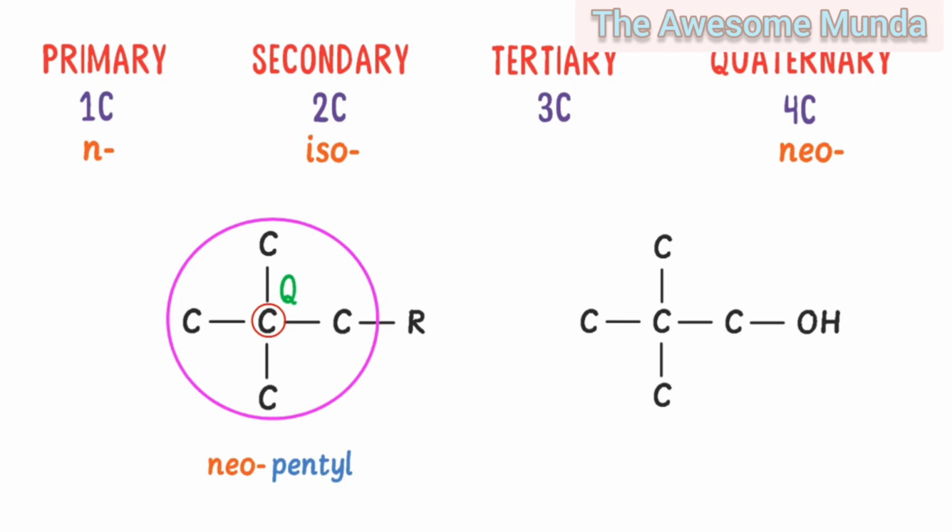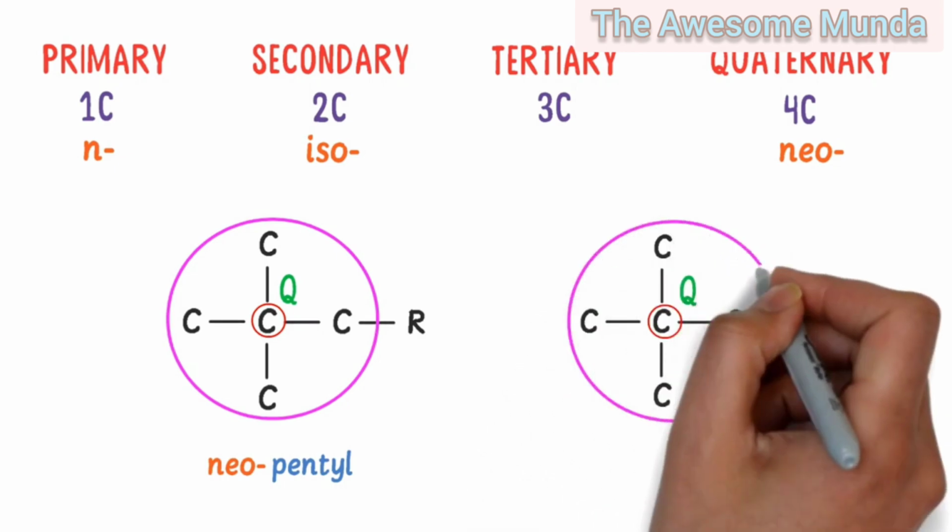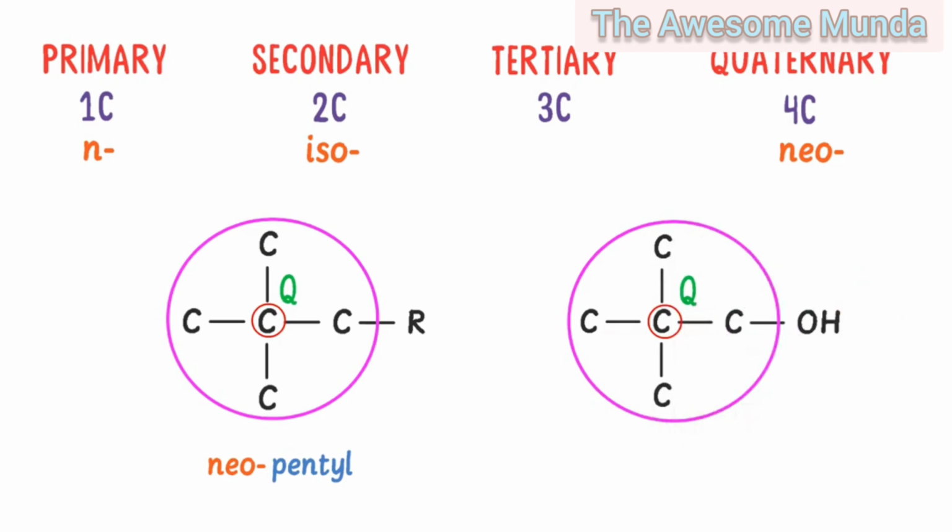Similarly, in this case, this carbon is bonded to 4 other carbons. Hence, it is a quaternary carbon. I encircle all this thing. Now, this OH is bonded to a quaternary carbon. We know that for a quaternary carbon, we use the word neo. There are 5 carbons. I write pentyl. For this OH, I write alcohol. So this is neopentyl alcohol. Thus remember that if an alkyl group or functional group is bonded to a quaternary carbon, we use the word neo for it.